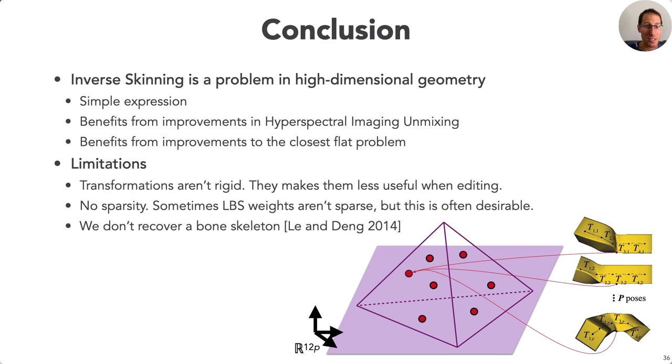There are some limitations to our technique. We don't consider rigid transformations like the SSDR technique. That means that our transformations may be less useful when a human wants to edit them afterwards. We also don't consider sparsity. Sometimes linear blend skinning weights aren't sparse and shouldn't be sparse, but often it's desirable to have sparse weights. And finally, we don't consider a bone skeleton. We end up with abstract handles.